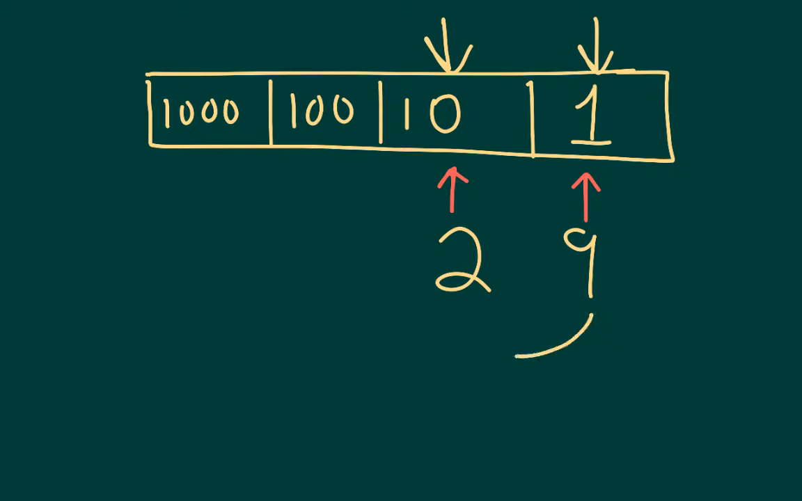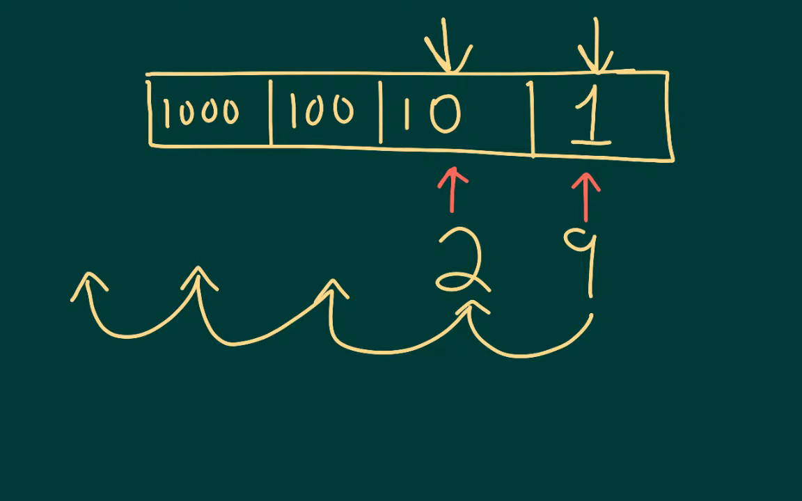Every spot means I'm going up times 10. If I have 5,329, I have 5 thousands, 3 hundreds, 2 tens, and 9 ones. And so on and so on.